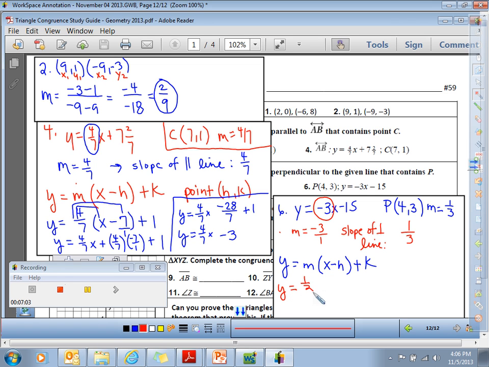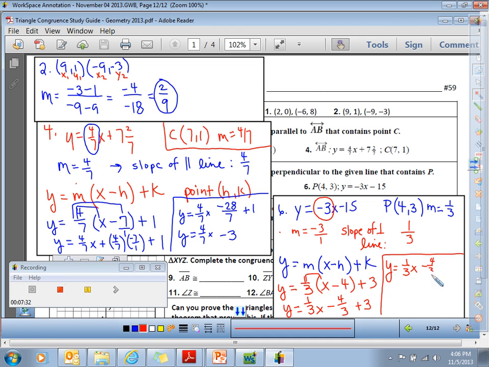My slope is 1/3 times x minus h, which is 4, plus k, which is 3. Distribute all of that for slope-intercept form, 1/3 x, or you could just leave it. 1/3 times negative 4 over 3 plus 3. So you have y is equal to 1/3 x, negative 4 over 3 plus 3.